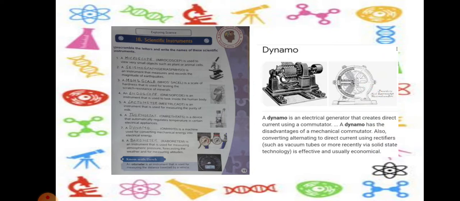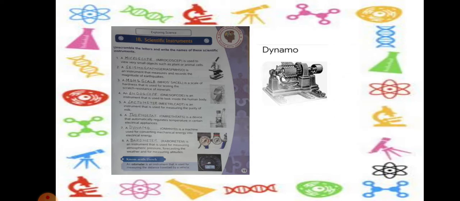A dynamo is an electrical generator that creates direct current using a commutator. A dynamo has the disadvantage of a mechanical commutator. Also, alternating to direct current using rectifiers is effective and usually economical. So a dynamo is a kind of motor which helps in converting the mechanical energy into the electrical energy. This is about the dynamo, children.